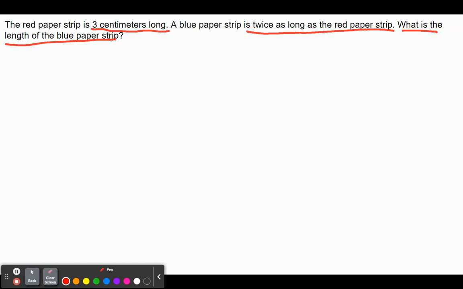Okay, so we want to know how long the blue paper strip is, right? Now, we don't know how long this blue strip is, but we do know how long the red strip is. So the red paper strip is 3 centimeters long. So I'm going to go ahead and draw a strip to represent my red paper strip. And this is 3 centimeters long. So that's our red paper strip.